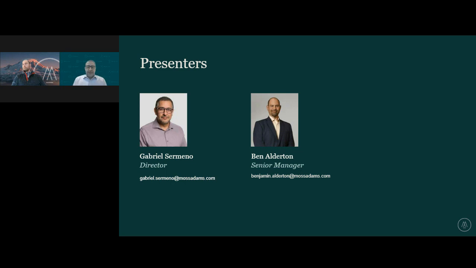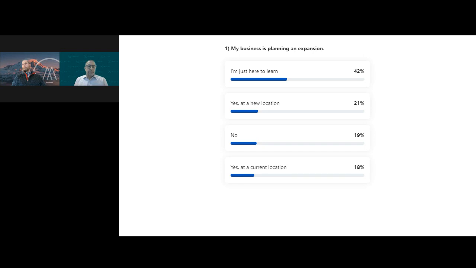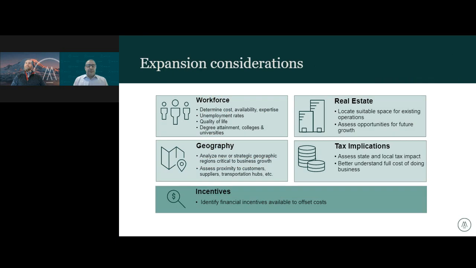But that's our agenda for today. And once we get these responses back, we'll dive right into it. It looks like a majority or a sizable amount of people are expanding. Some are not, and some are here for the CPE. So we're going to hopefully make this session worthwhile for everyone, but we will be focusing on folks considering expanding their business. And so with that, dive right into it and go over some key considerations when you're expanding your business.